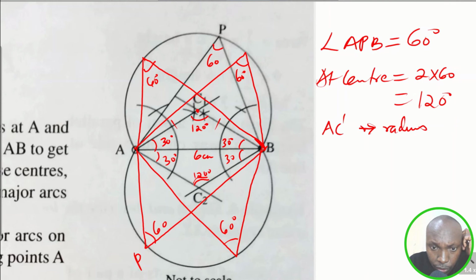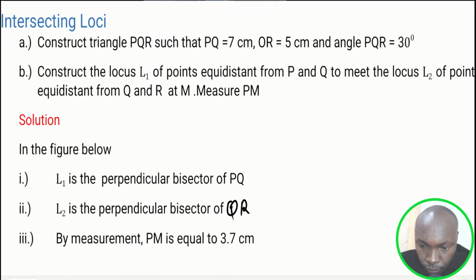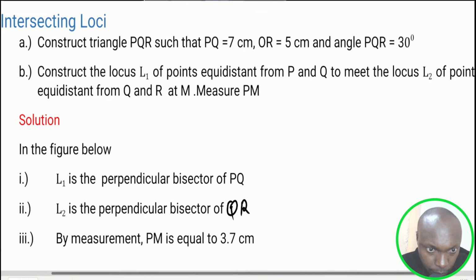After working on those types of loci, we're going to this one that is remaining. We're going to tackle that one later. So the other type of the loci is the intersecting loci.